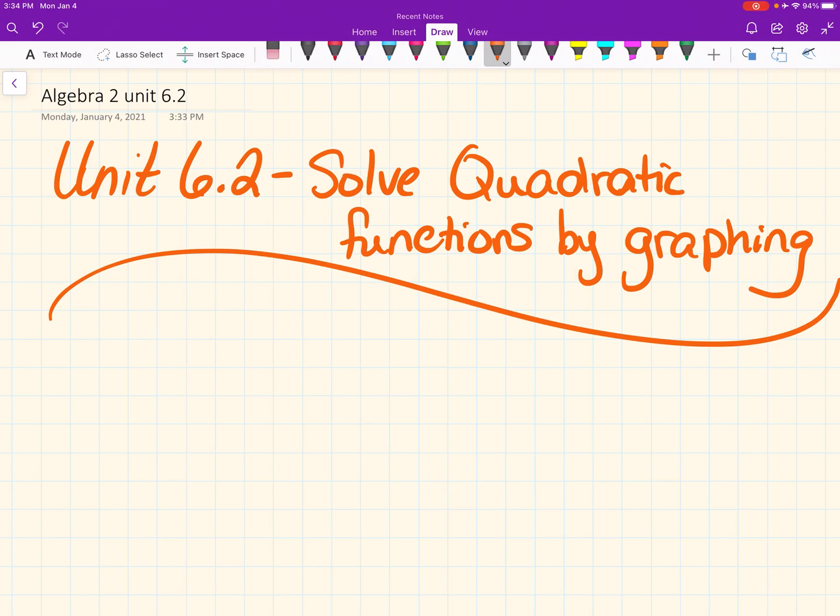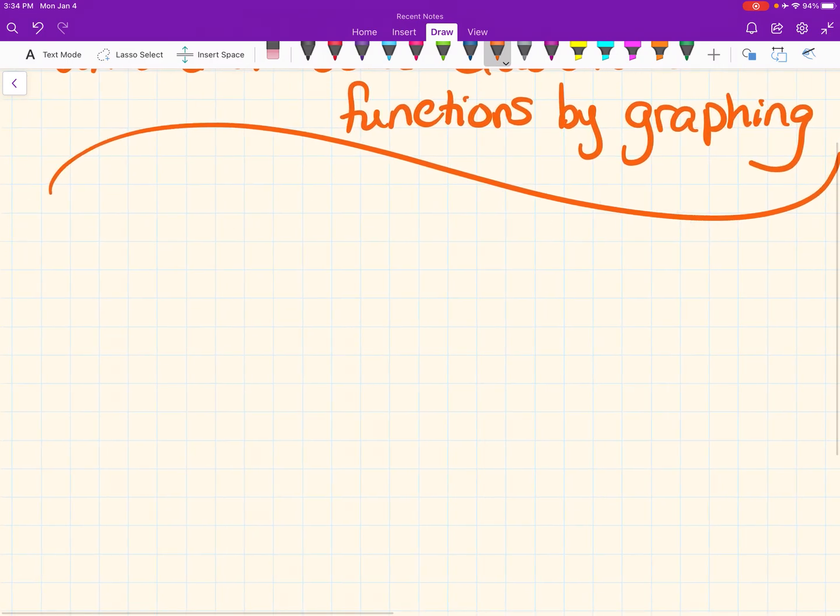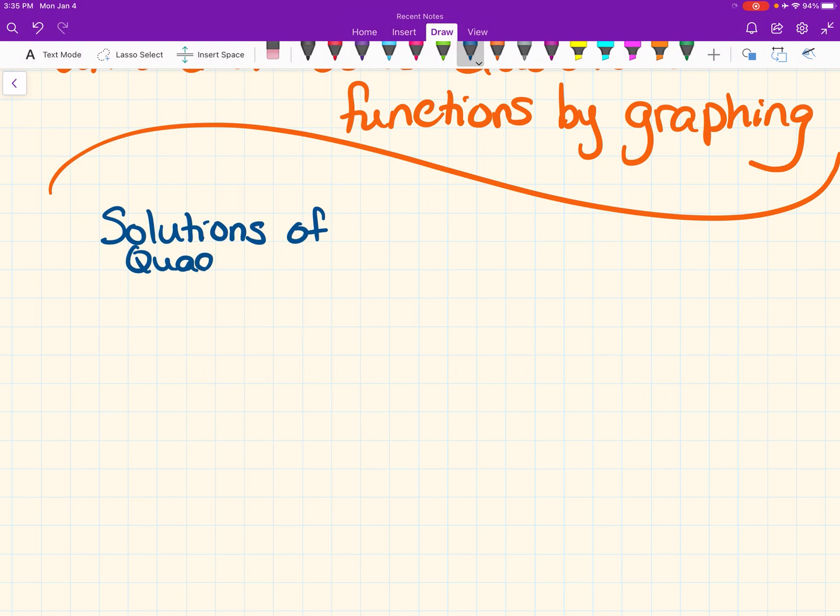Unit 6.2 is to solve quadratic functions by graphing. Okay? If you look at the notes, there are 4 names for solutions of quadratic functions. So solutions of quadratic functions can be called any of these things depending on what we're looking at.